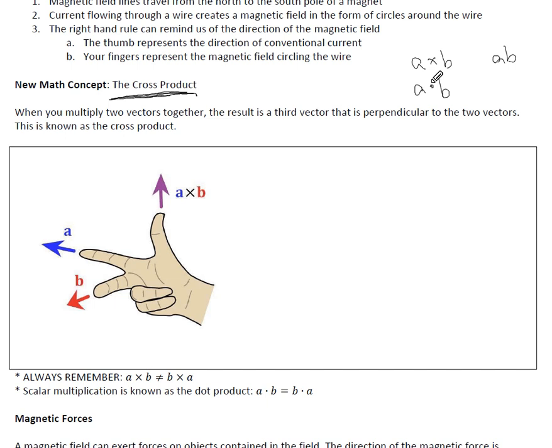But as soon as you get into three-dimensional space or two-dimensional space, the x and the dot mean different things. What happens when you multiply two vectors together is it always results in a third vector that is perpendicular to the other two. If you went back to our right-hand rule, what we can see is that A and B are along a single plane. If you imagine a 2D plane, that third vector, the multiplication of the two, is perpendicular to that plane.